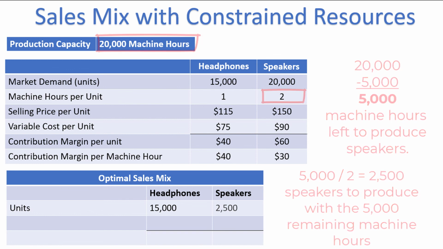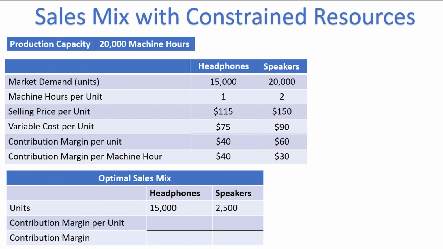We can find the total contribution margin by multiplying the number of units sold for each product by the contribution margin per unit. So we have 15,000 times $40 for headphones, which equals $600,000, and 2,500 multiplied by $60, which equals $150,000 for speakers. Alright, that wraps up our example relating to determining the sales mix when resources are constrained.